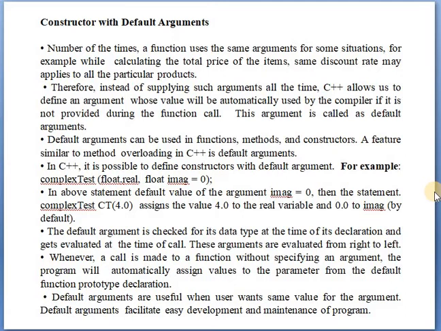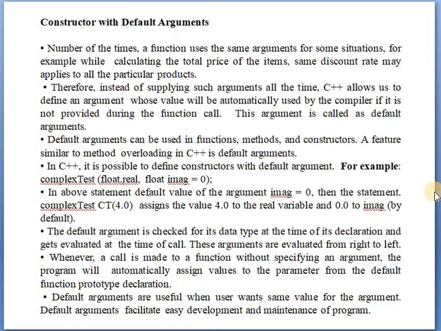So we can avoid providing the same value to the member each and every time by using the default argument. A default argument can be used in functions, methods or constructors. A feature similar to method overloading in C++ is the default argument. In C++, it is possible to define a constructor with a default argument.